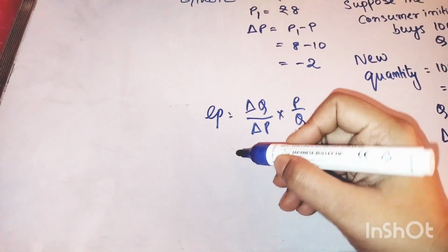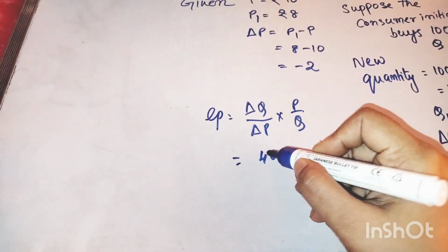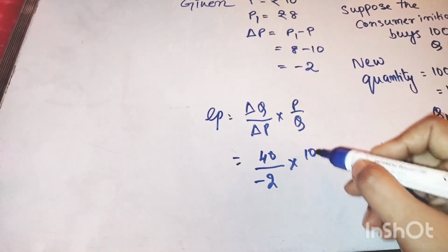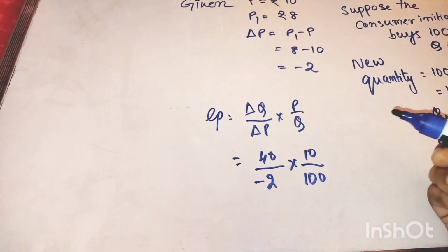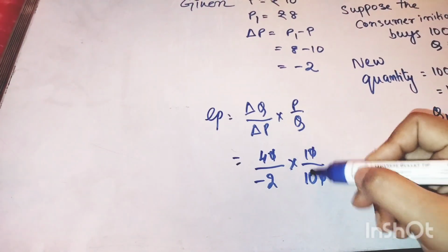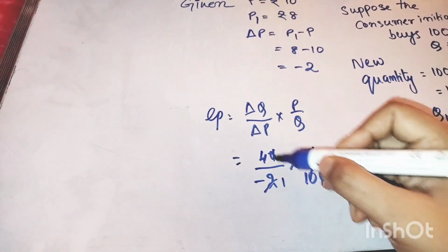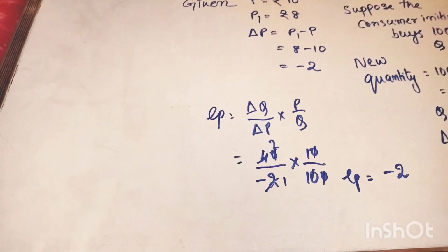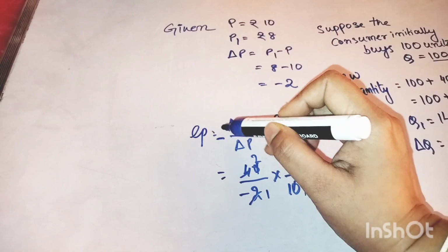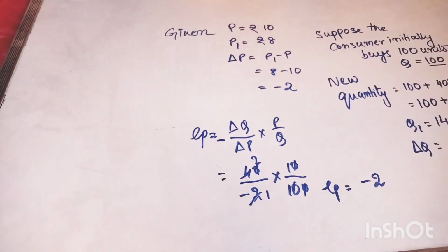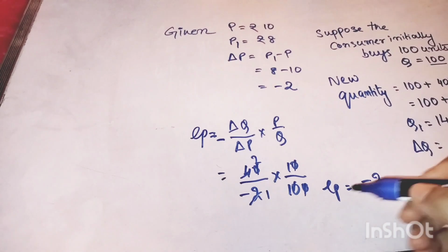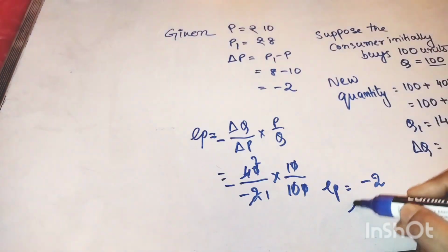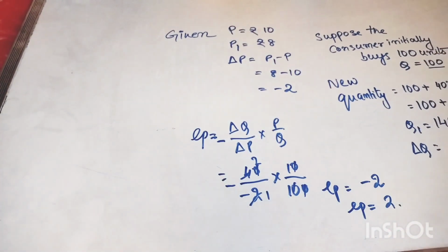Okay, next, what is del Q? 40. What is del P? Minus 2. What is P? 10. What is Q? 100. So your EP will be equal to minus 2. As in the formula you know that it is minus del Q by del P into P by Q. So your EP will have this minus and that minus. You are going to cancel it and you are getting EP equal to 2.